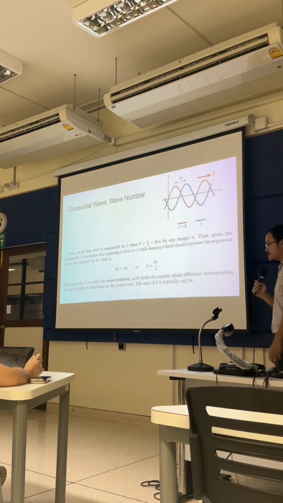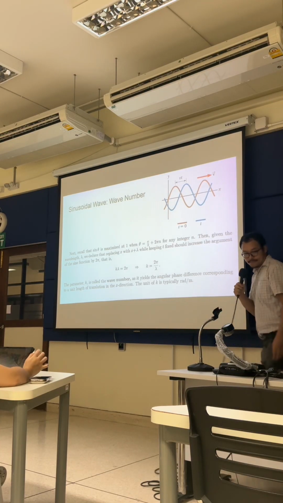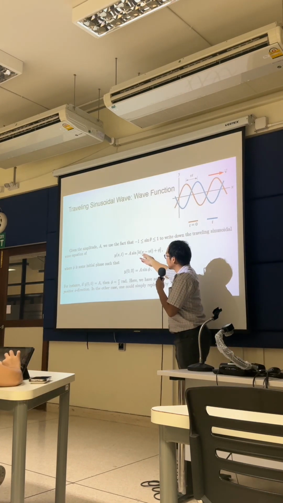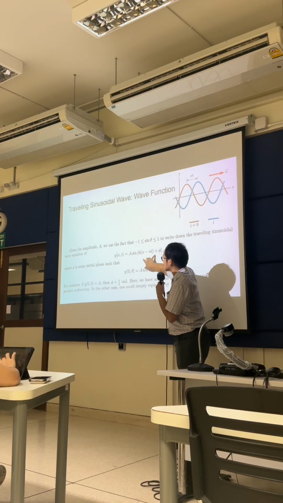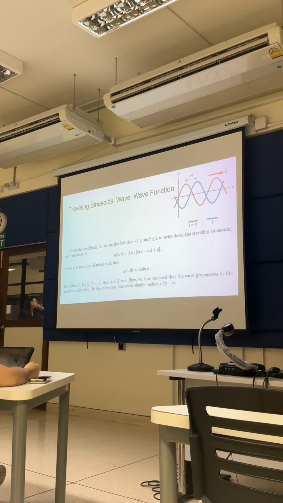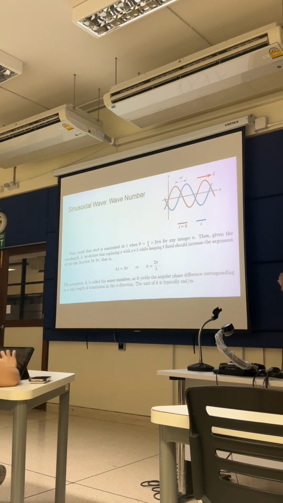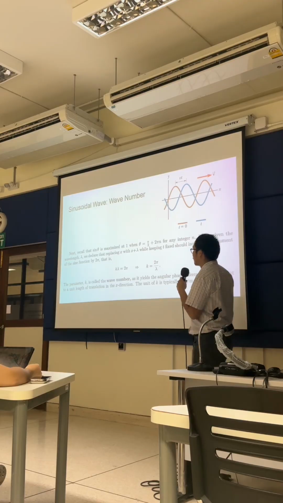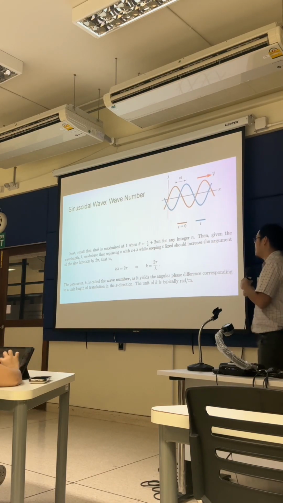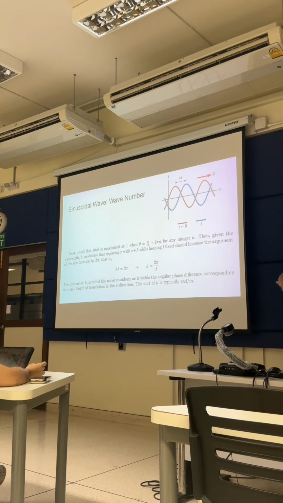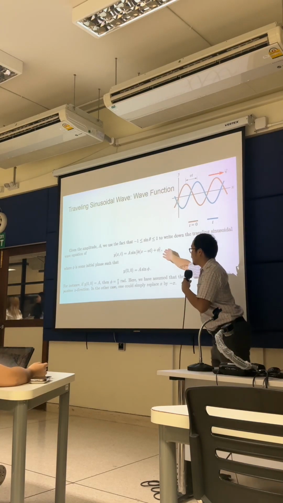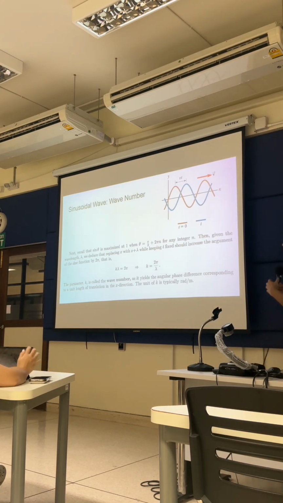In that case, if we increase x by lambda, the argument inside the sine function would change by lambda times k, and we need that change to be equal to 2 pi. That means we have the condition that k lambda is 2 pi, which solves to k being 2 pi over lambda. So if we know the wavelength lambda, we can determine this coefficient k in the wave function, which is just 2 pi over lambda.